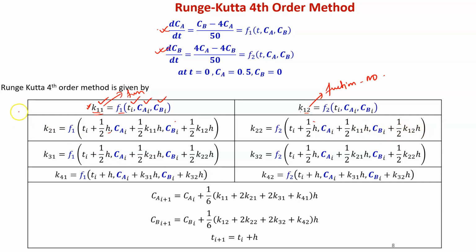So you have to remember how we actually formulate that. This is very important. If we know it, then the calculation will not be a problem. For this equation, dCA/dt, we first have to calculate K11, K21, K31, K41. And for the equation dCV/dt, again we have to calculate K12, K22, K32, K42.